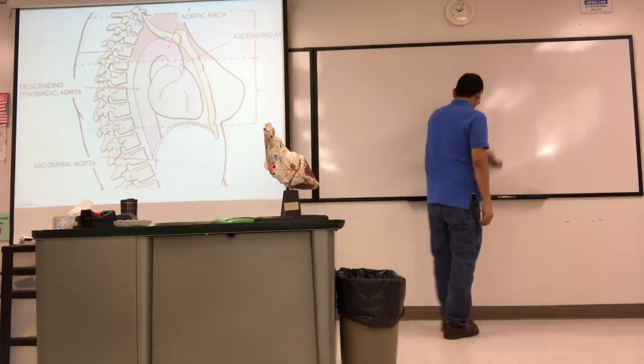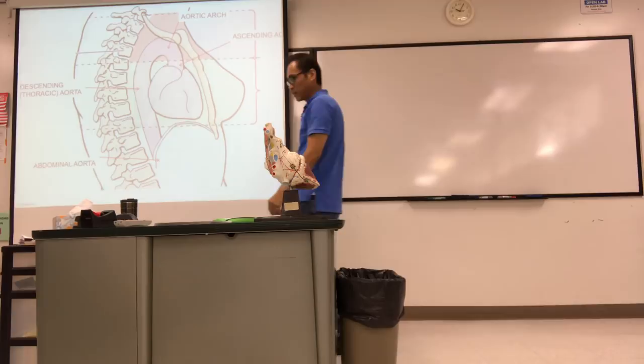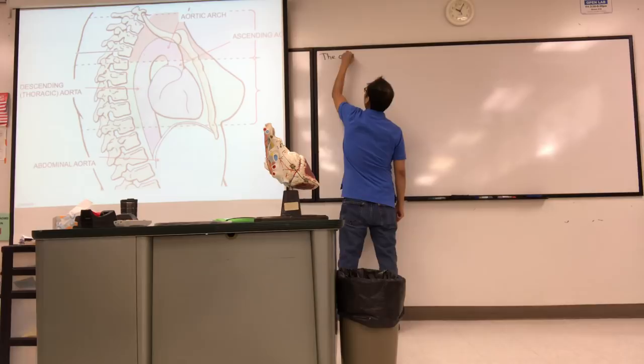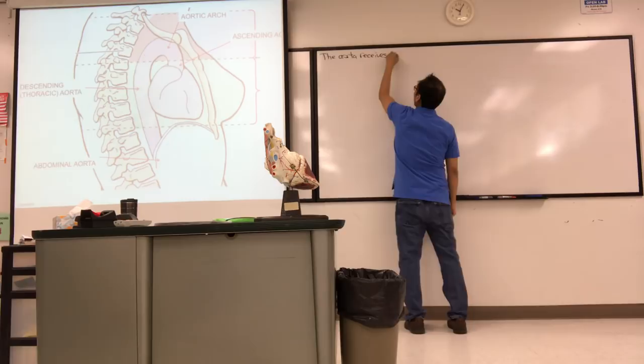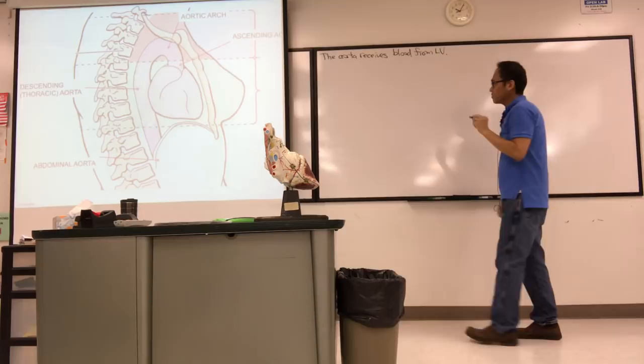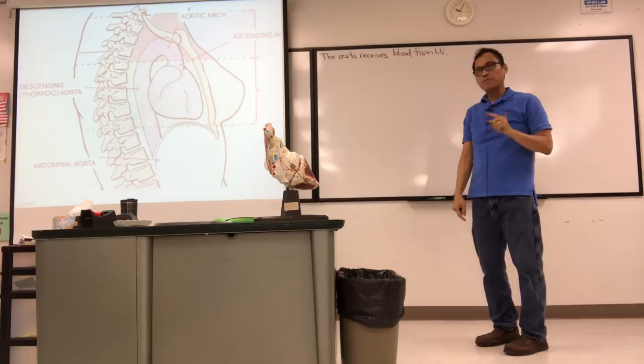Basically, these are the different parts of the aorta. And the aorta is receiving blood from the left ventricle. The first part coming off the heart is the ascending aorta. It's about the first 2.5 centimeters rising off the heart.